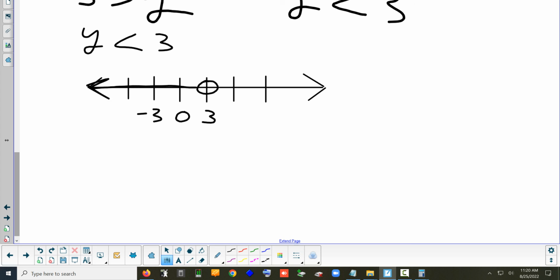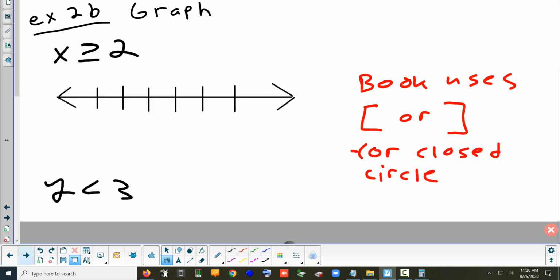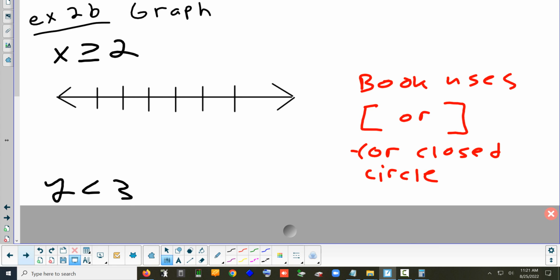Okay, so I'm guessing most of you have done graphing like that. Open circle, closed circle. Well, there is another way to do it, and this is the way our book shows it. It uses brackets and parentheses. Bracket takes the place of a closed circle. Parenthesis takes the place of the open circle.